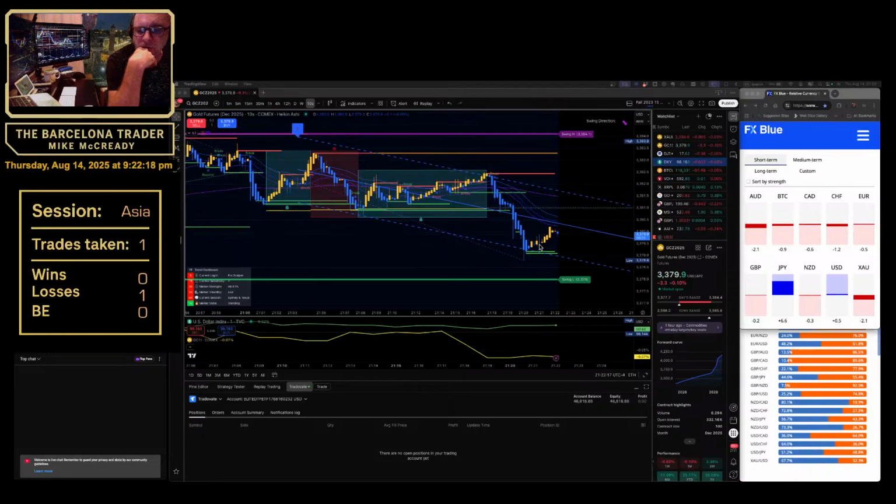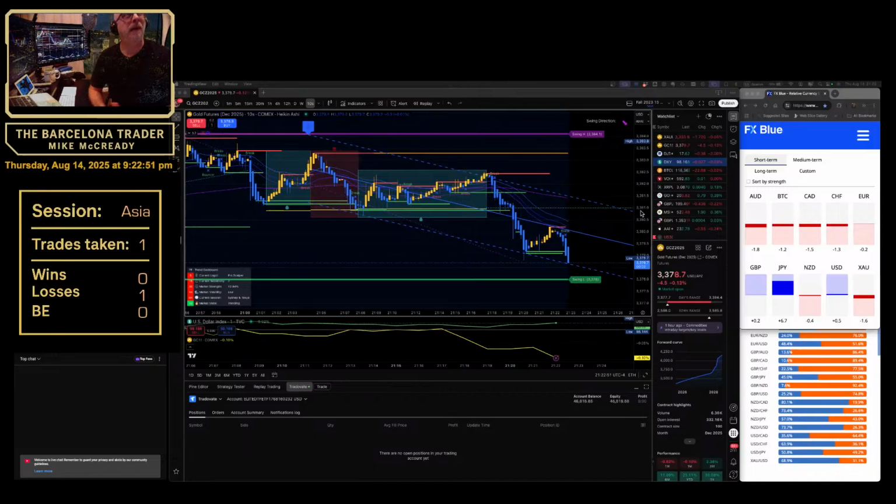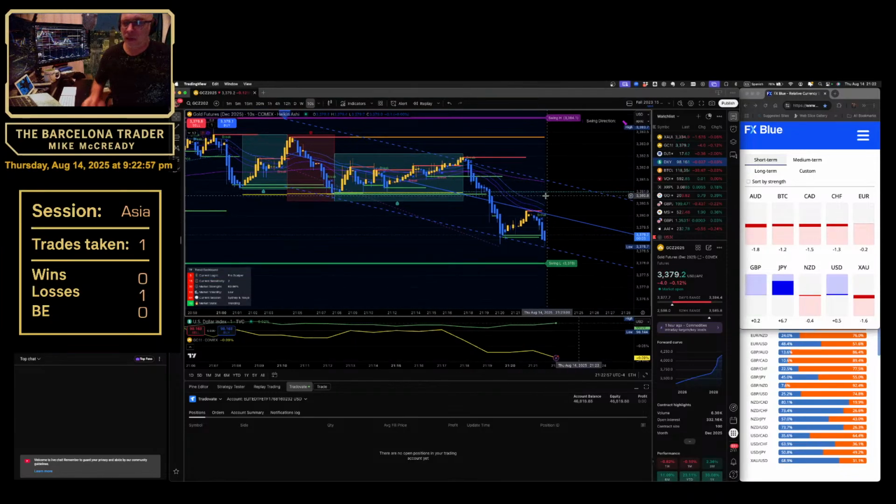Once we took the loss, we didn't revenge trade. We didn't try to make that money back by getting into a less than ideal setup. And that's what disciplined traders do. I'll make that back tomorrow. Not, I'll make it back on Monday, Sunday night. When you have an edge, you know that you can always make that money back, but you can't always make it back in any given moment.